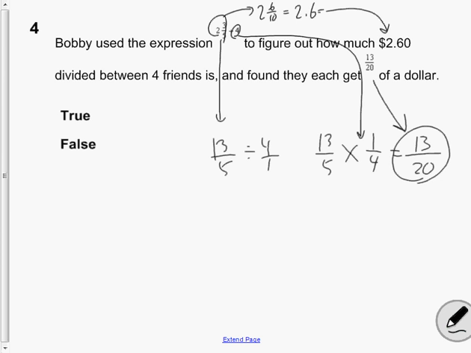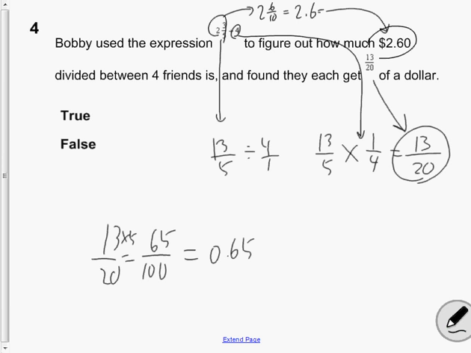Now, just out of curiosity, what is 13/20? Well, 13/20 is equal to, if you multiply this by 5, 65 hundredths, which is therefore 65 cents. So if you had $2.60 divided between 4 people, each person would get 65 cents.